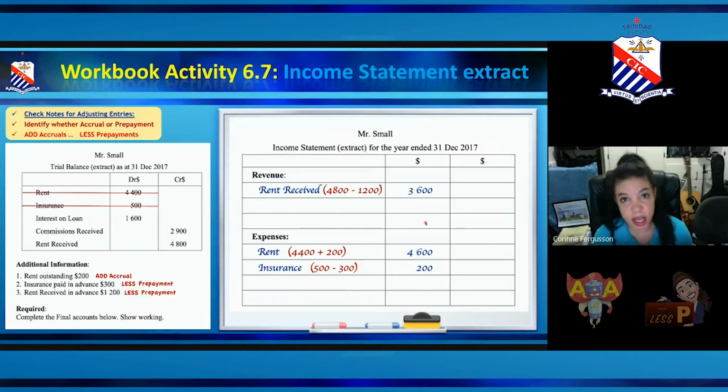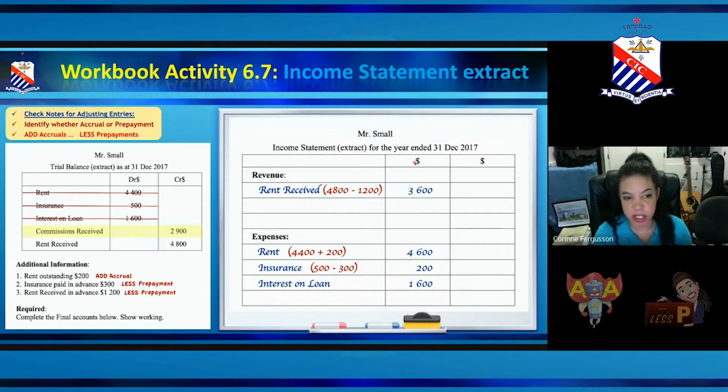So because we don't have interest on loan, we have to go and put it under expenses, interest on loan, and since there are no adjustments, you're just going to put the amount in the trial balance. Good. Commissions received, once again, you check your income statement. Do we have anything for commissions received? No, we do not. So we put in our interest on loan, and that is why we now crossed it out.